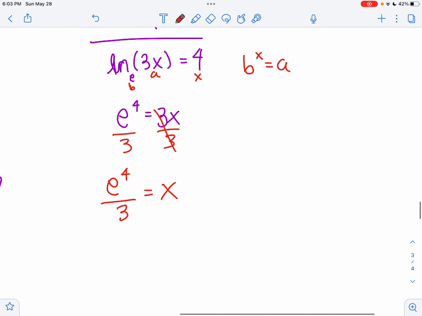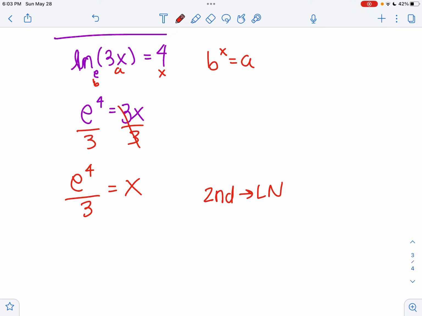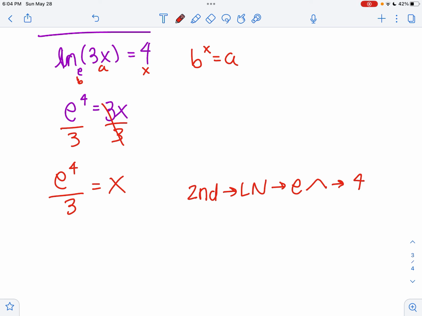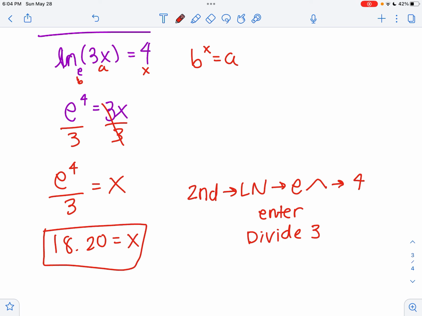Now, on the calculators in class, you're going to have to do, shoot, I hope I remember this right. Second ln, because I don't have a calculator from class in my hand. Second ln, which will give you something that looks like this. And then you're going to type 4, and then just push enter. And then divide by 3. I think you need to close the parentheses, but anyways, just do that. And then you should get 18.199, which I'm just going to round to 20. And that's your answer.